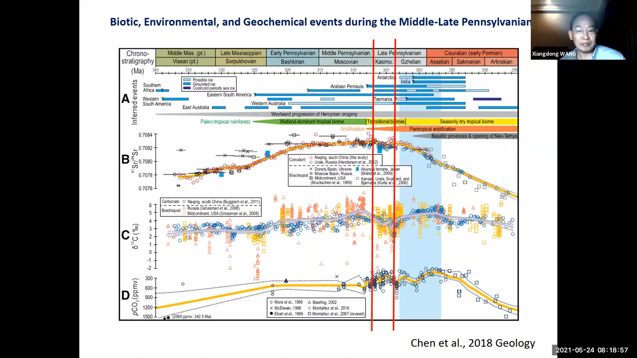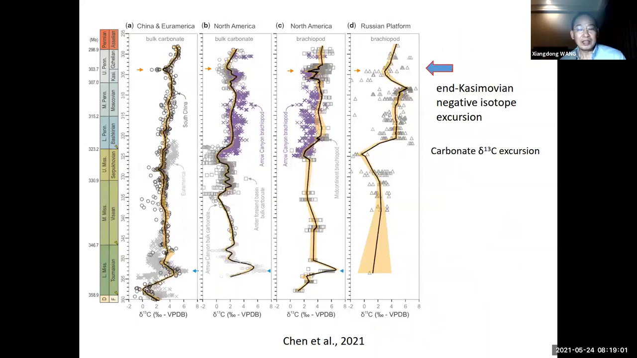Next slide, please. This again shows the carbon isotope, both bulk carbonates and brachiopod carbonates, from China, Europe and North America. They show a distinctive negative shift of the carbon isotope. Next slide, please.